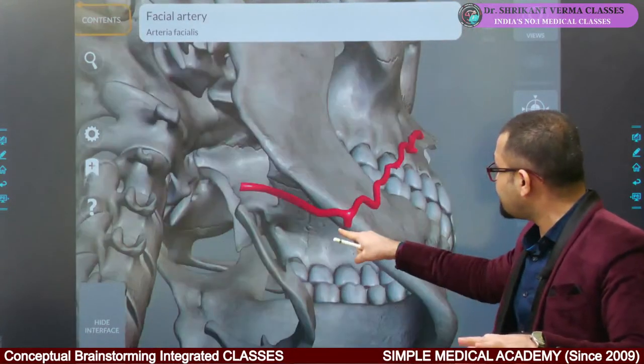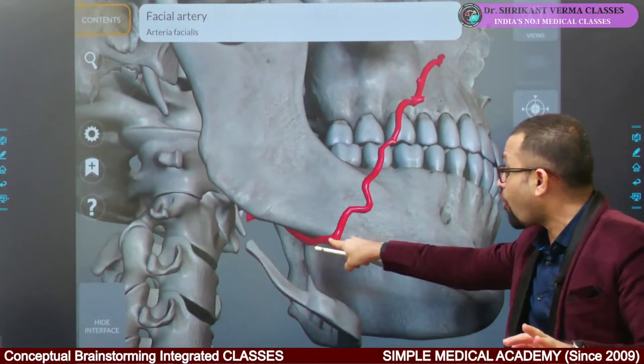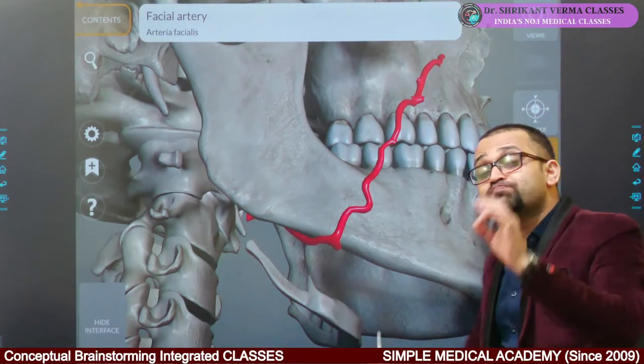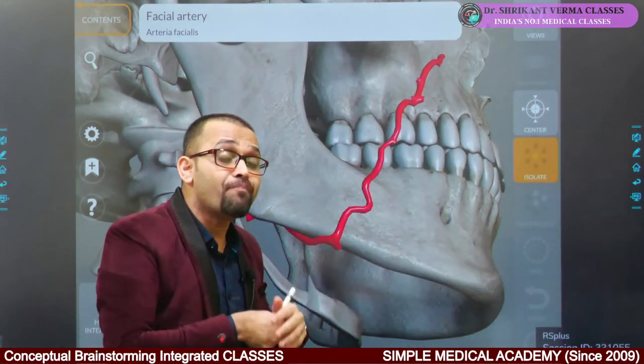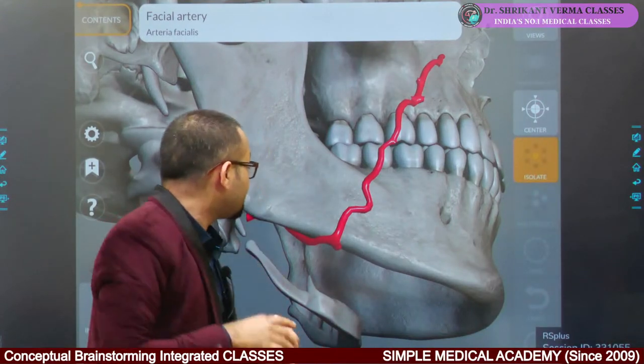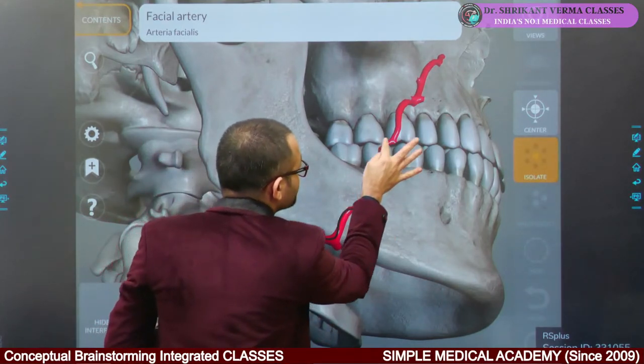This facial artery arises near the hyoid bone, then it makes a zigzag course along the lower border of the mandible. This is an MCQ: it is palpable along the lower border of the mandible, just in front of the strongest muscle of the body, the masseter. Then it makes a zigzag, tortuous course.